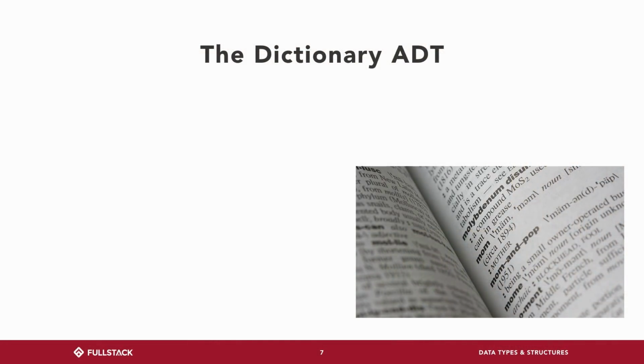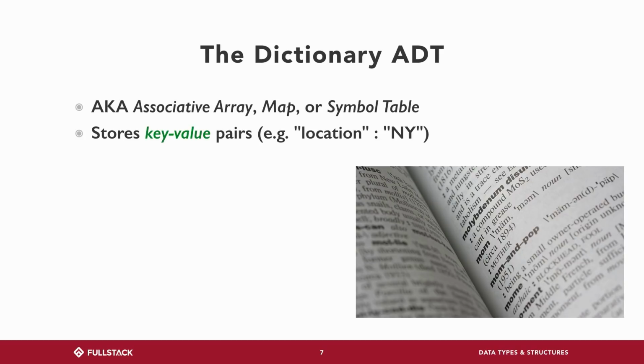A dictionary is an abstract data type. It also goes by the name associative array, map, or symbol table. But I like the term dictionary because it helps me visualize what it actually does. It stores a list of key value pairs, just like a dictionary holds word definition pairs.